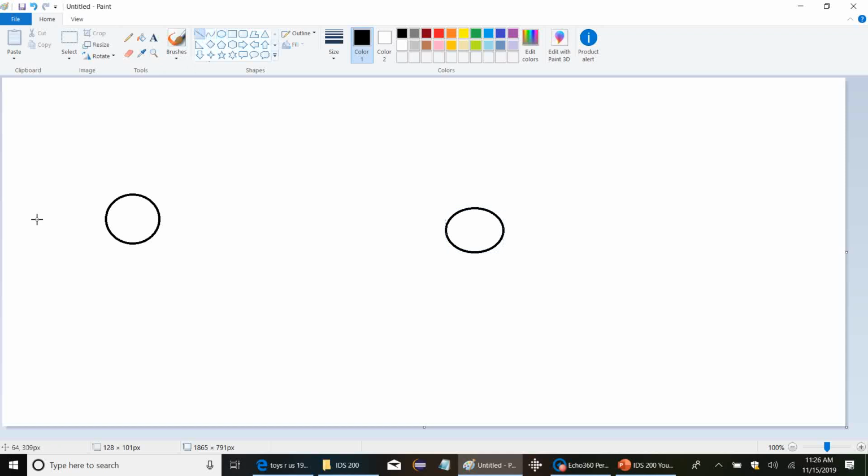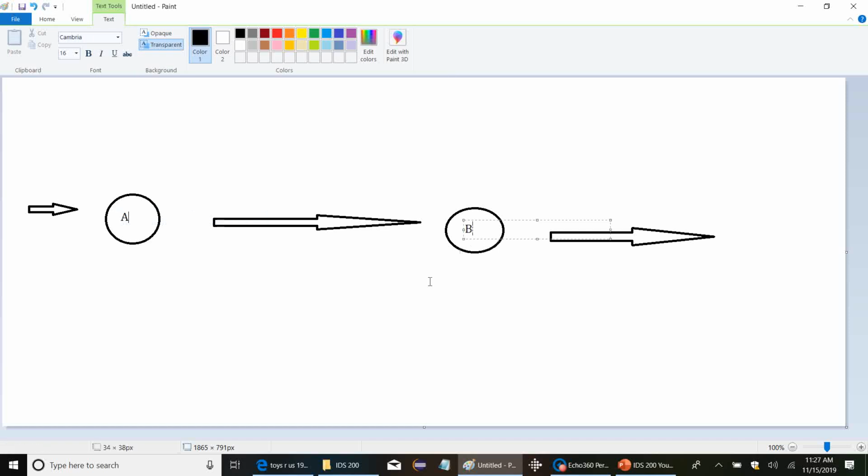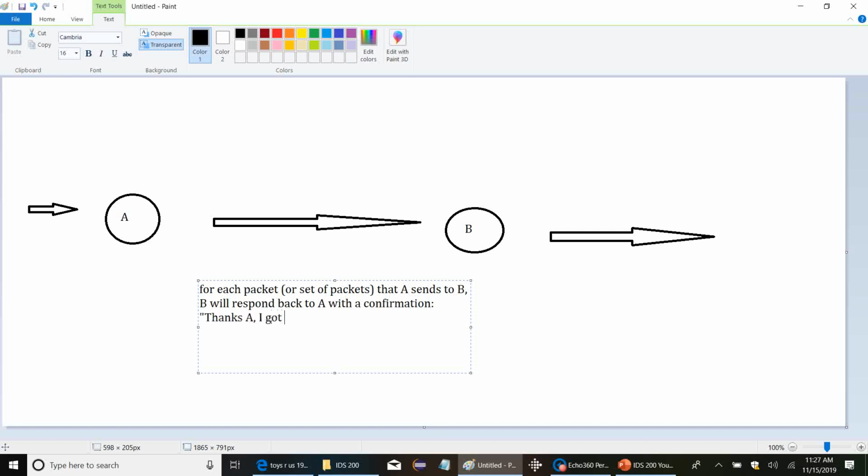Okay, so packets are coming in this way. We have an arrow here, they're going that way, they're going out. What's supposed to happen is there's going to be some kind of confirmation. If I have two devices on the path, A and B, for each packet, or set of packets potentially, that A sends to B, B will respond back to A with a confirmation. Basically, thanks A, I got that. That's what we mean here by a confirmation.